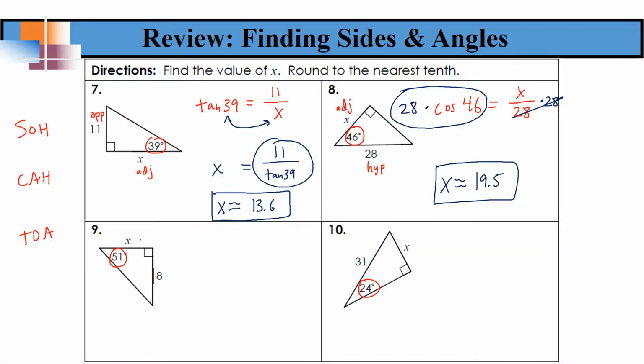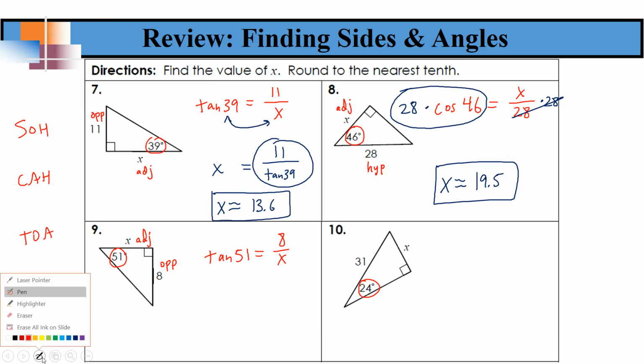In number 9, same thing. Let's see, 8 is our opposite side and x is our adjacent side. Opposite over adjacent, that's tangent. So we can say tangent of 51 equals 8 over x.